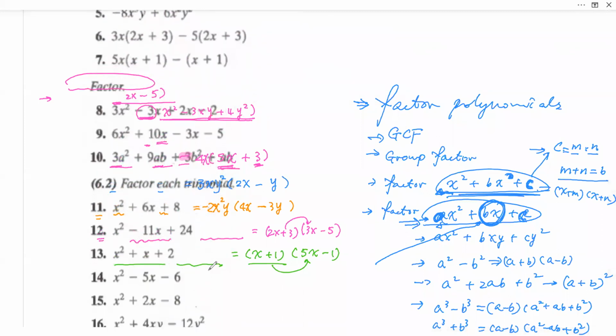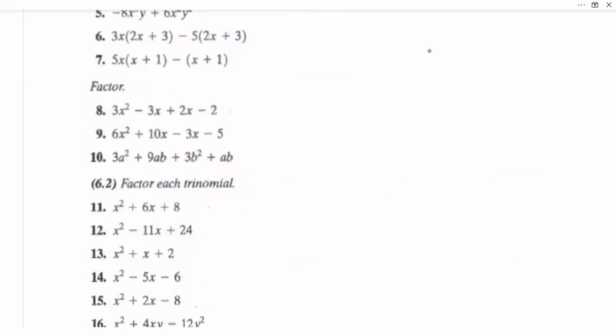All right, this is what we learned earlier. Let's see number 8. Number 8 actually needs a group factor. So first we group like this: the first group is 3x, x minus 1, and the second group is 2x minus 1. And then we use the group factor: x minus 1 and 3x plus 2.